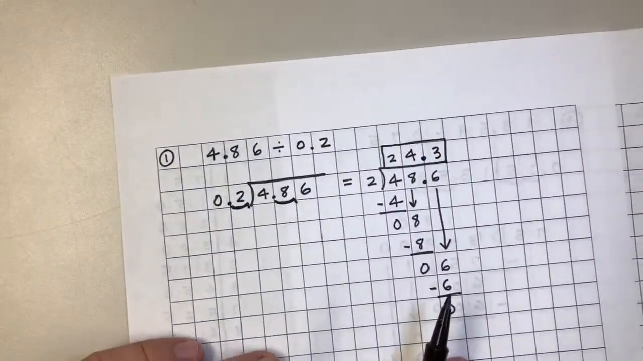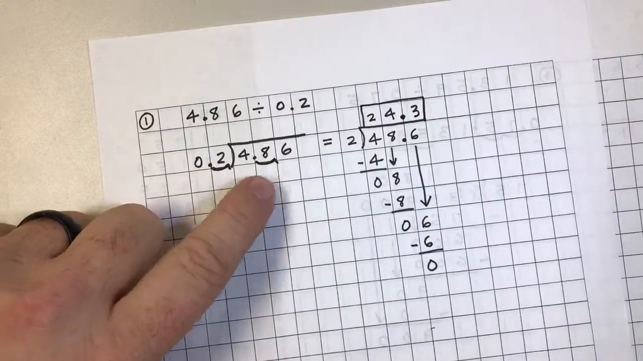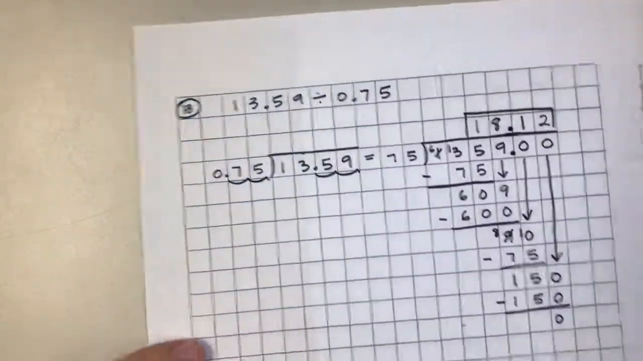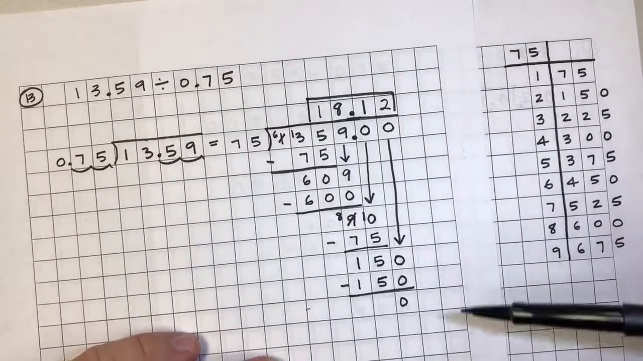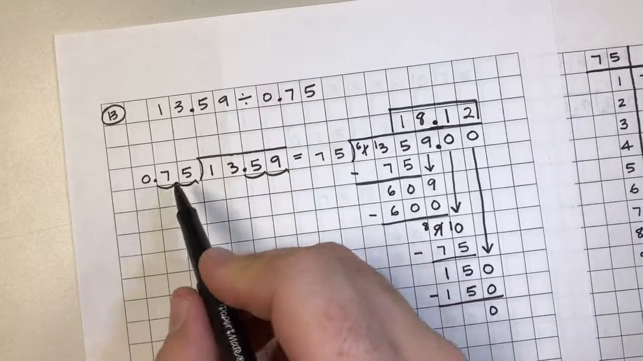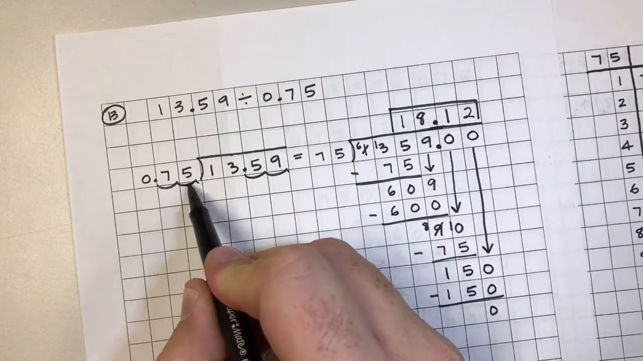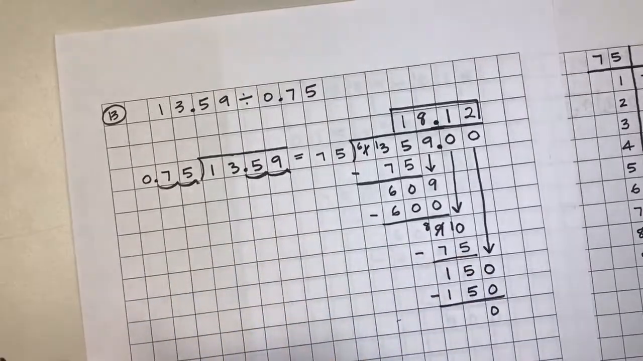So you can do this with friendly numbers like this one, where you only have to move them once, and you can do it with some not so friendly numbers when you got to do some work to figure out what you need to do. So just make sure that when you're dividing, you're matching this decimal movement. If you move this 2 to make this a whole number, you've got to move it 2 for your dividend.